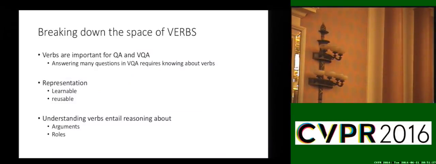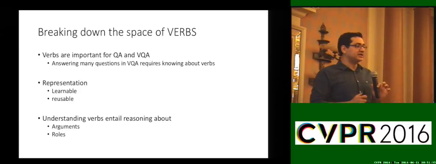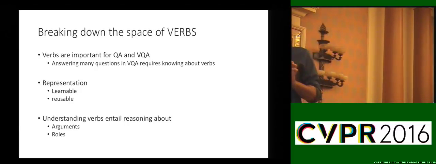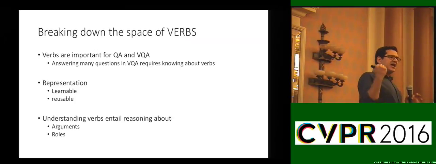One of them is, how can I break down the space of verbs for visual question answering? I know that I need to understand verbs to be able to answer many of the questions, at least in the VQA dataset. They're asking about the objects being manipulated. They're asking about the agent. They're asking about the place. They're asking about the effect of an action. And I need to understand all of those. So how should I break down the space of verbs in a way that gets close to a formal semantic representation for verbs?